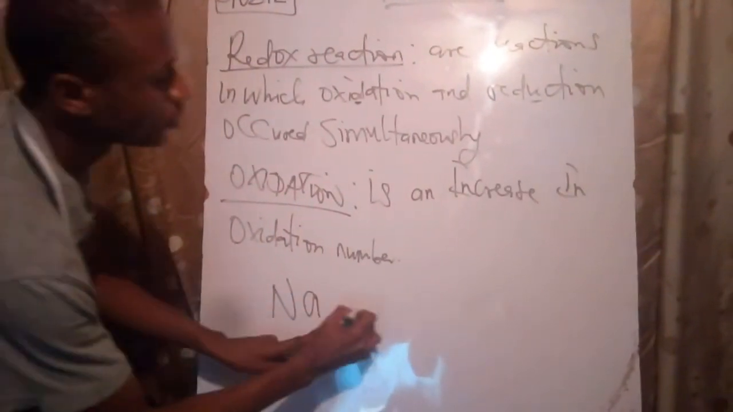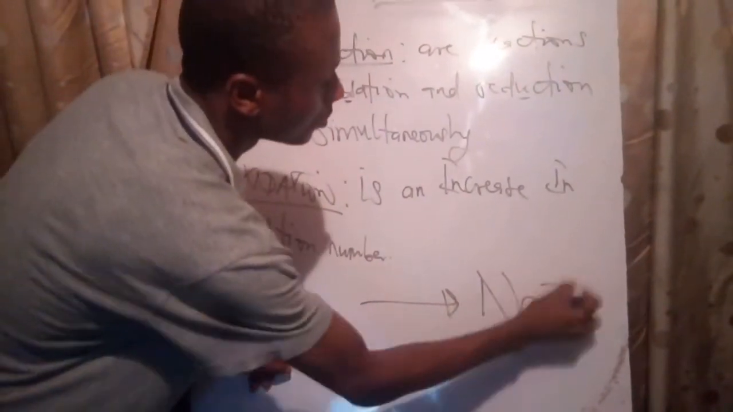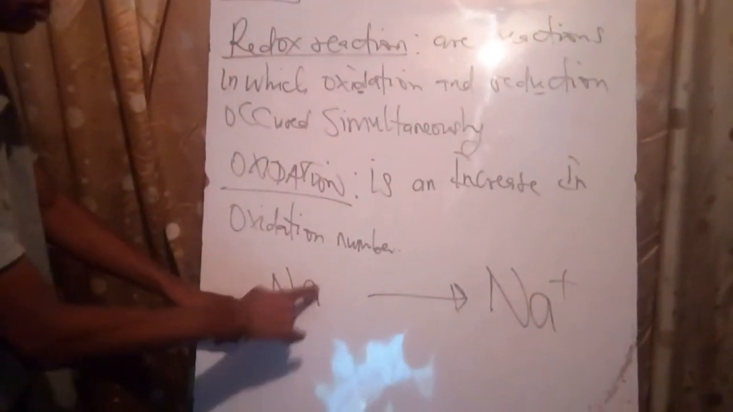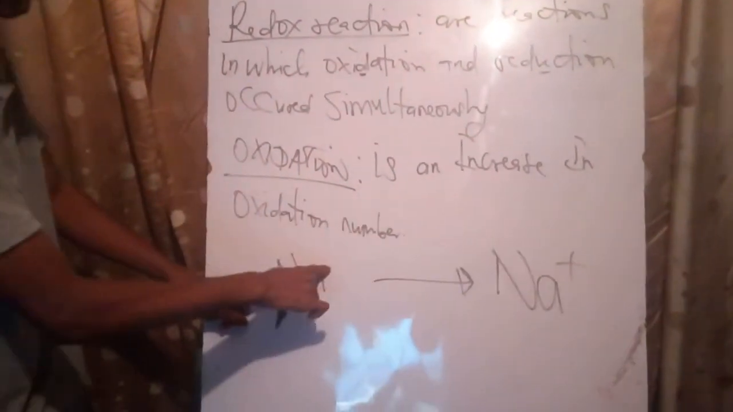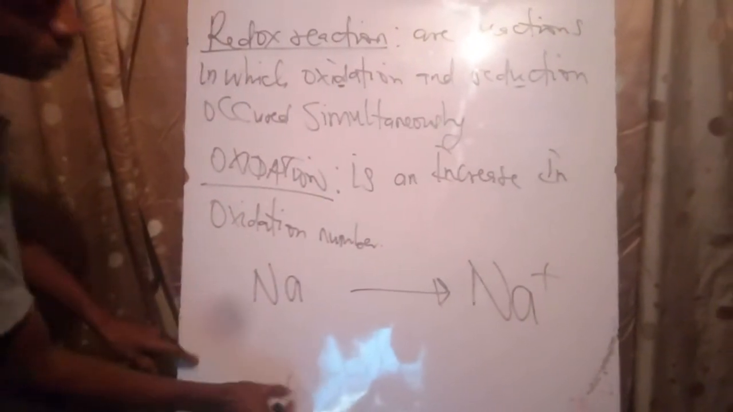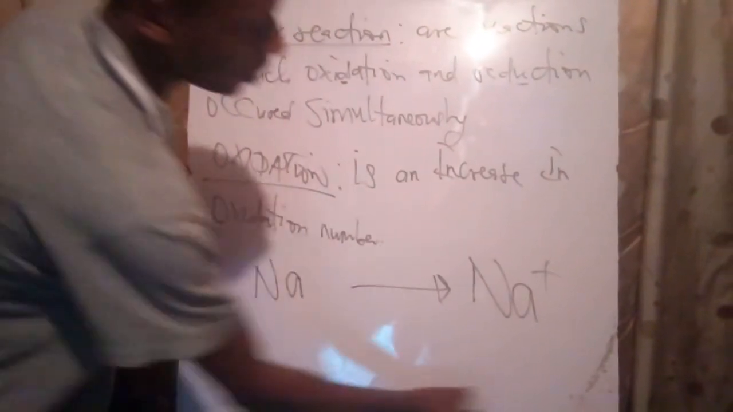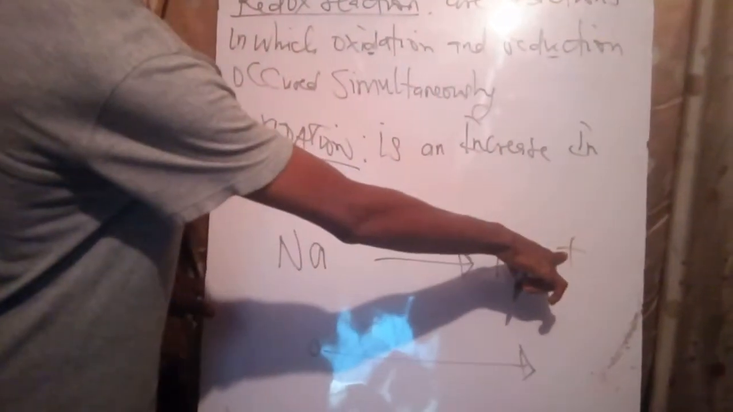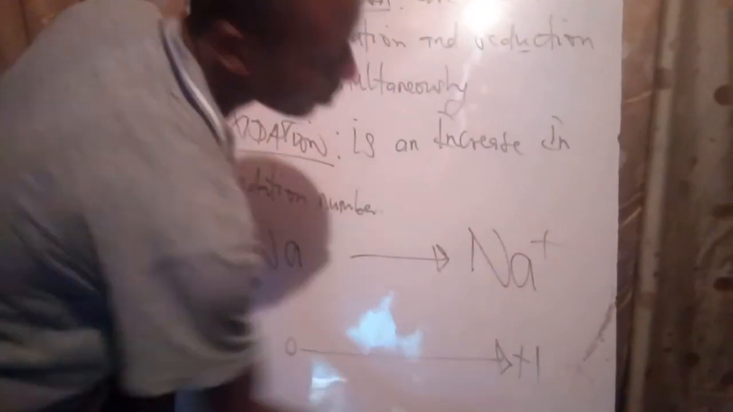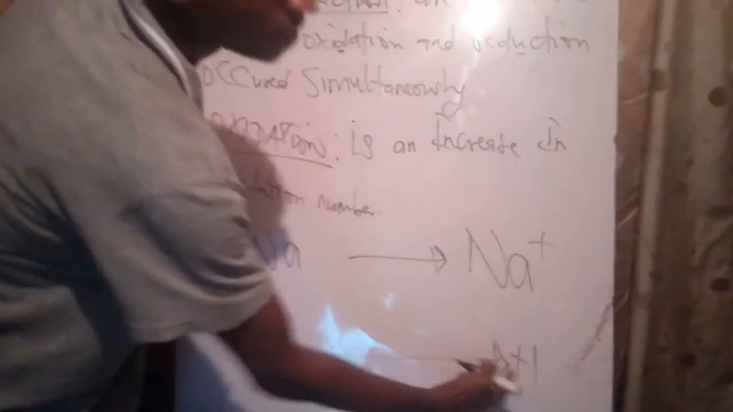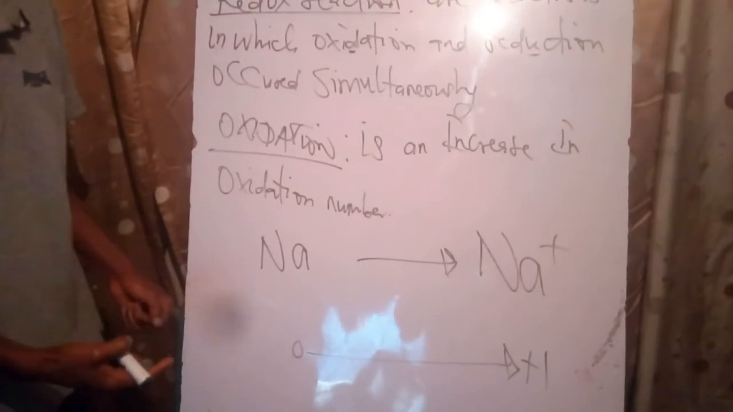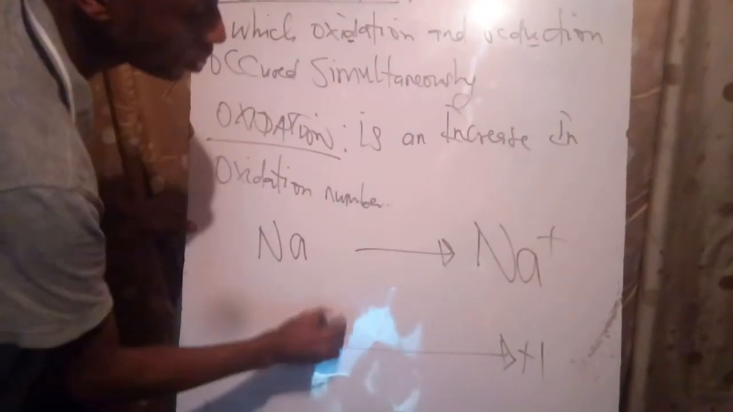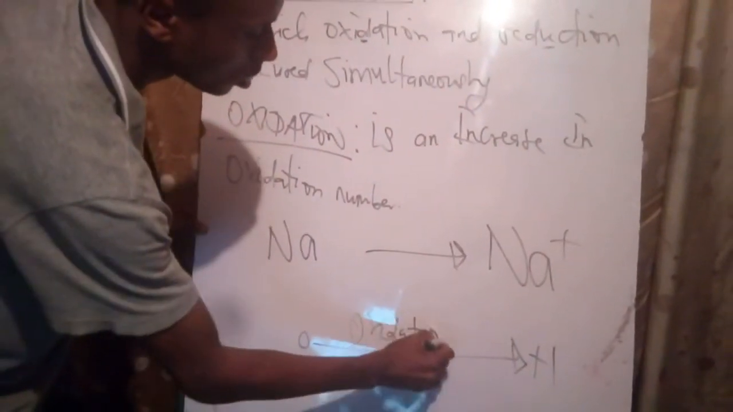Sodium in a reaction becomes sodium plus. What is the oxidation number of this sodium here? Like you can see, it has no charge. That is 0. Now, its oxidation number here is, look at the charge it's carrying, +1. Now, from 0 to +1, the oxidation number of sodium has increased from 0 to +1. This increase in oxidation number is called oxidation.